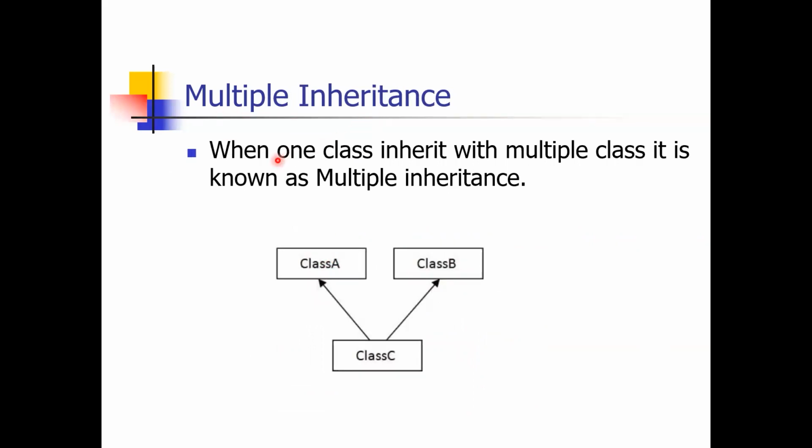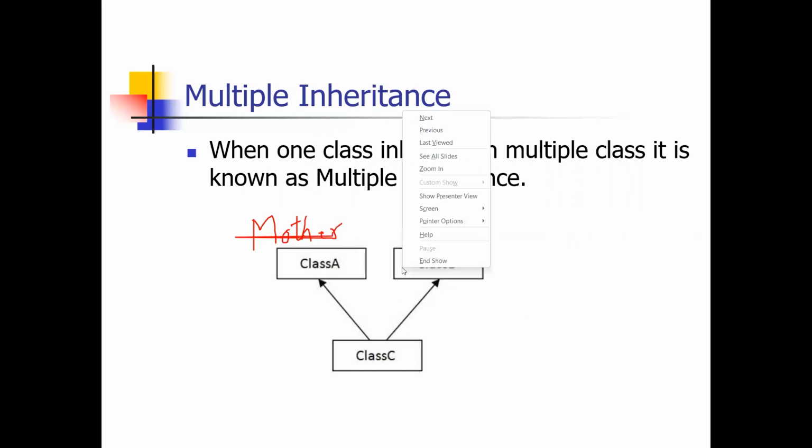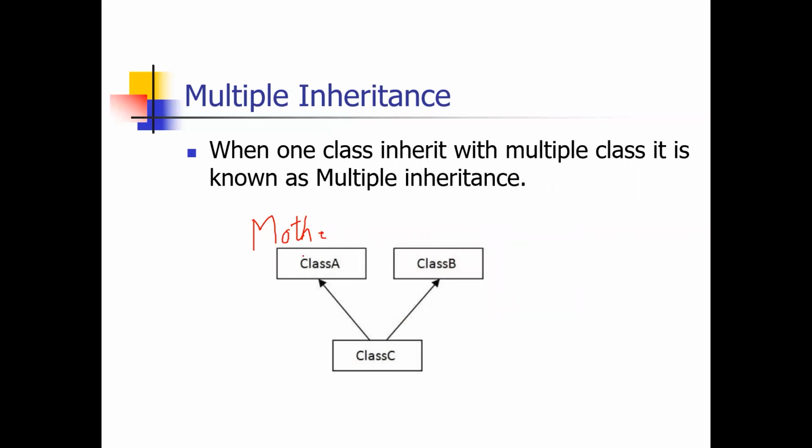Multiple inheritance: when one class inherits from multiple classes, meaning it inherits the properties of not only one class but multiple classes, it is known as multiple inheritance. Like this, you can say this is mother and father.